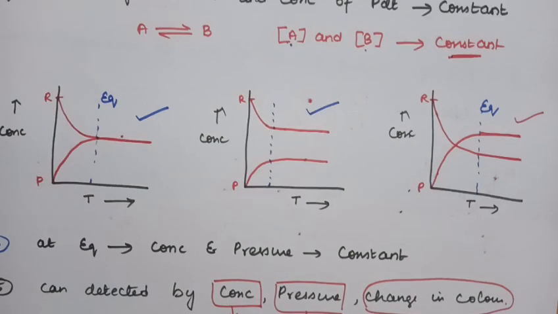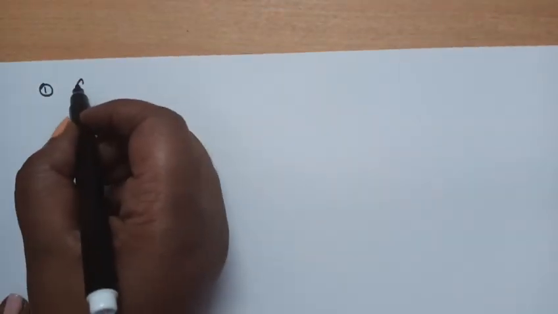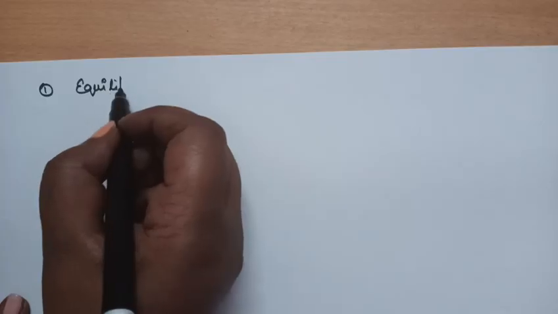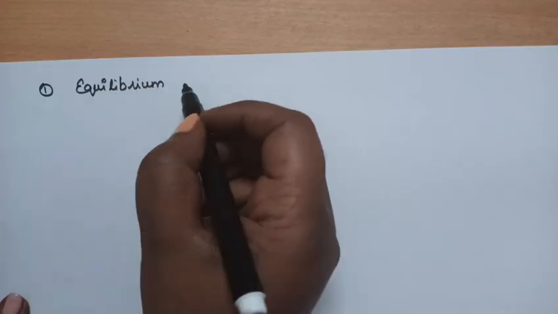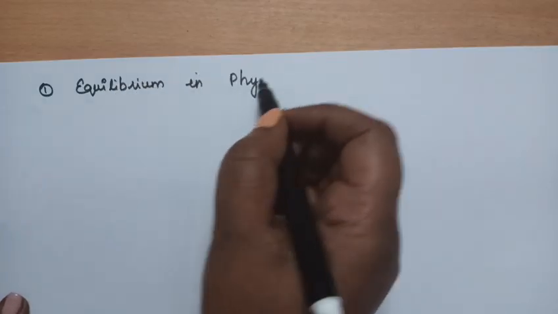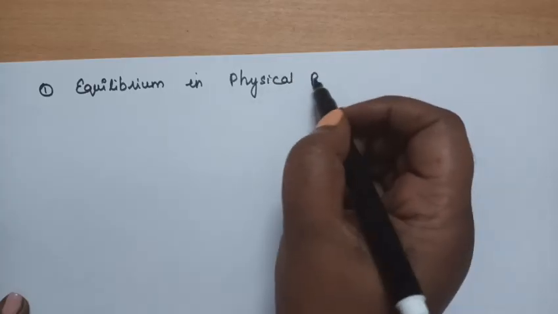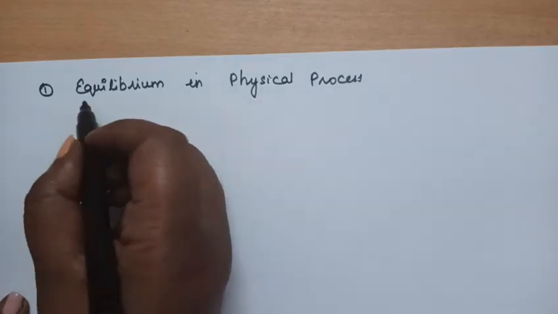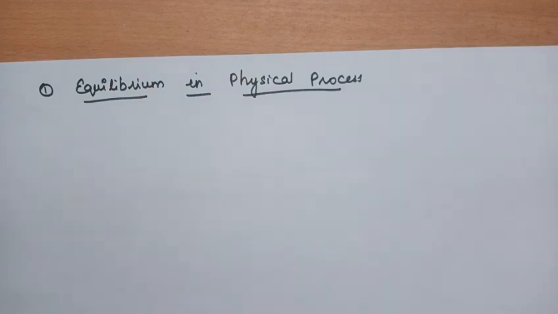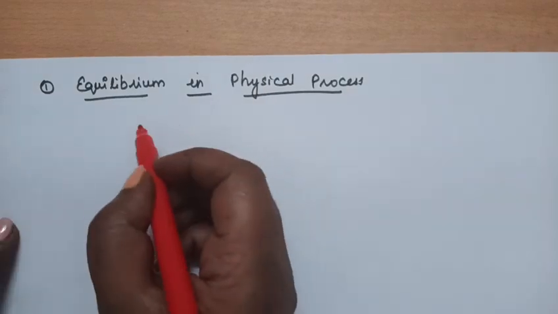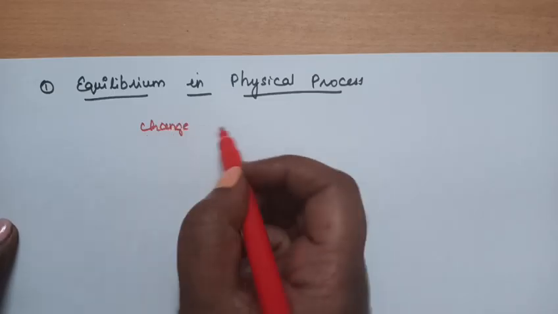So now let us learn equilibrium in physical and chemical process. So first is equilibrium in physical process. So here physical process means there will be change in phase. Change in phase.